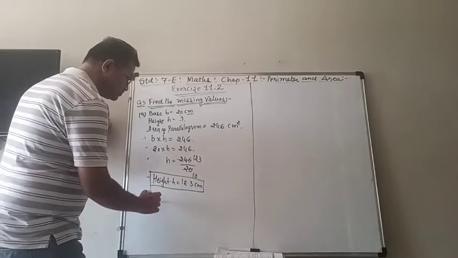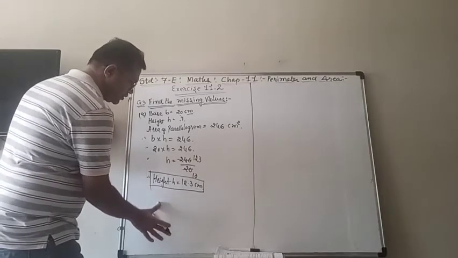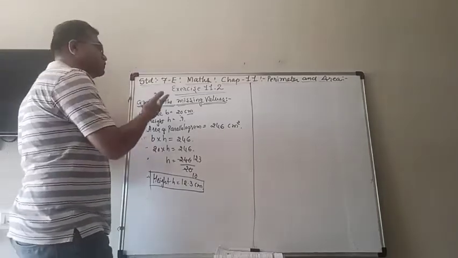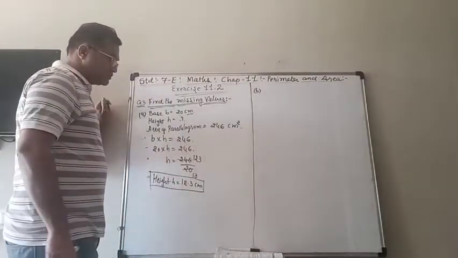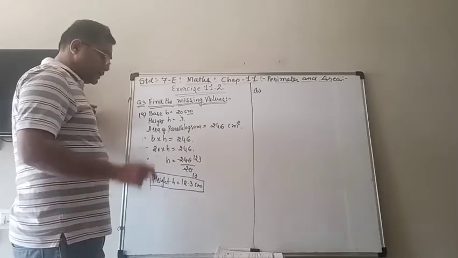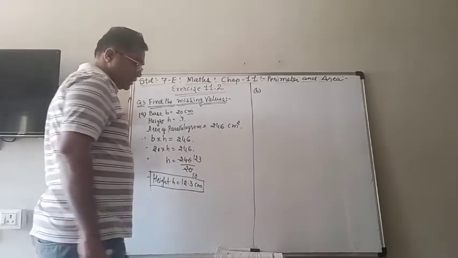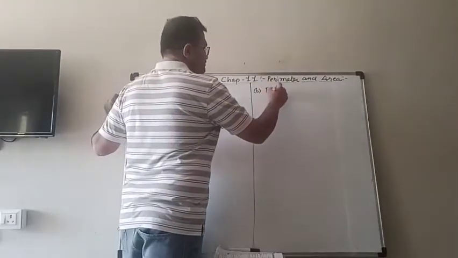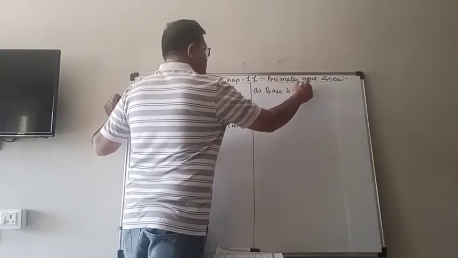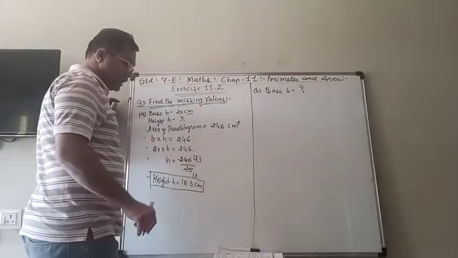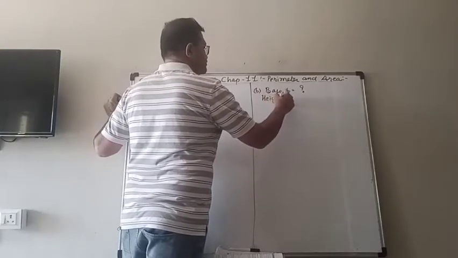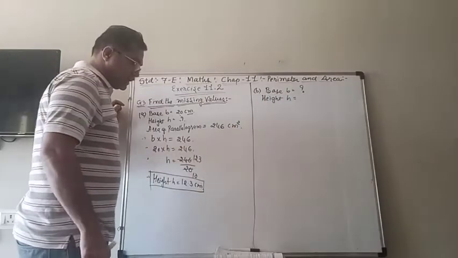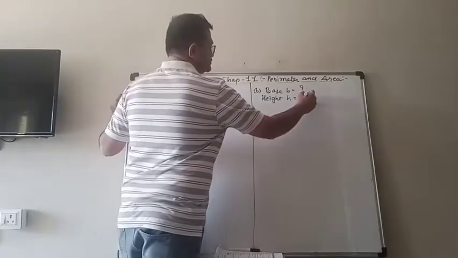Now, B and C are the same, so we will do B, and A and D, C and D will be for homework. In C, the base B we have to find. Base B we have to find. Height H is given as 15 centimeter.